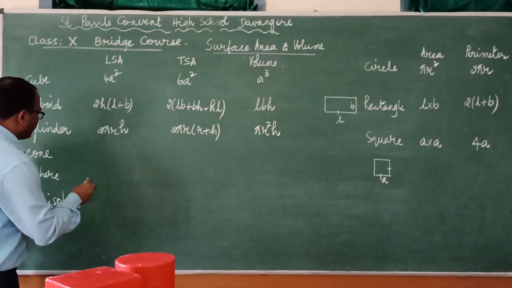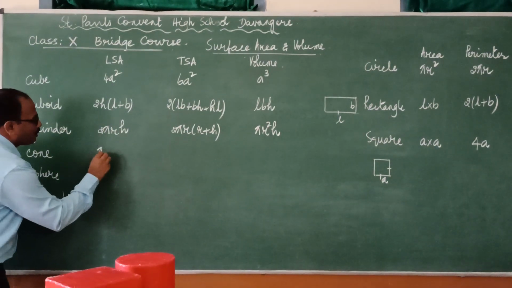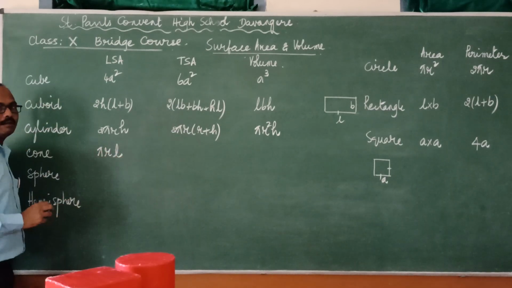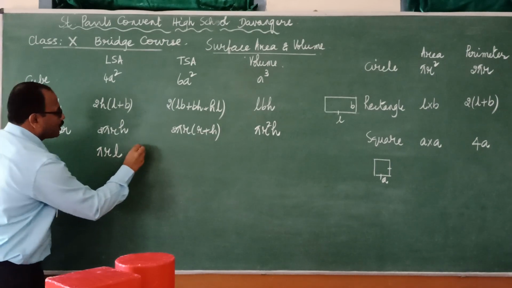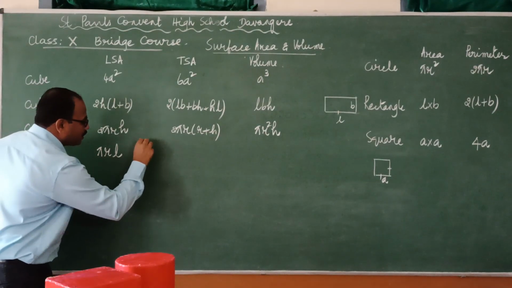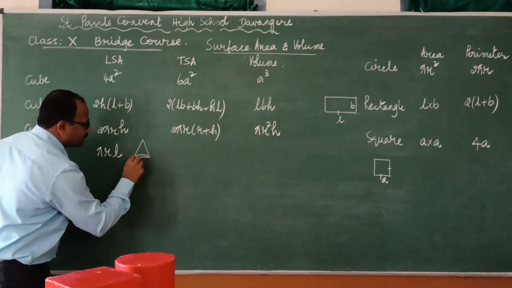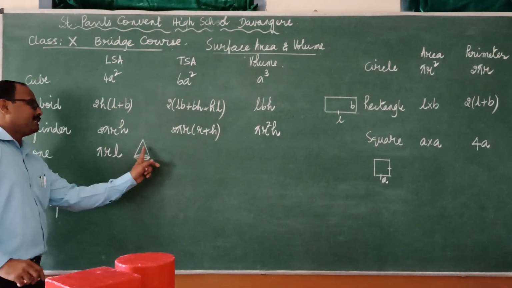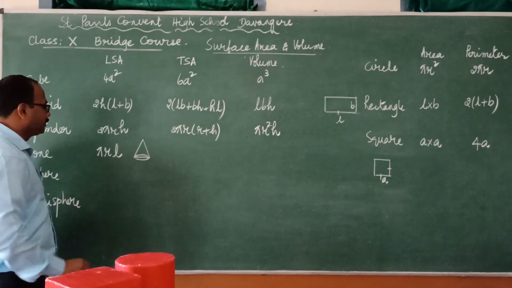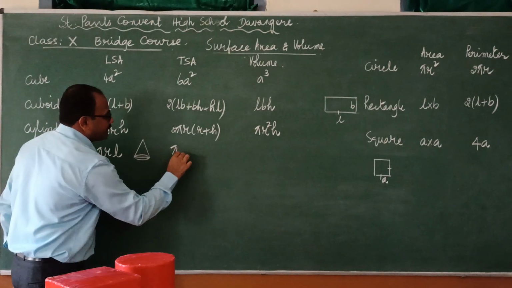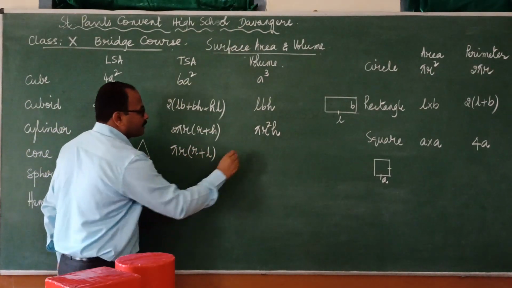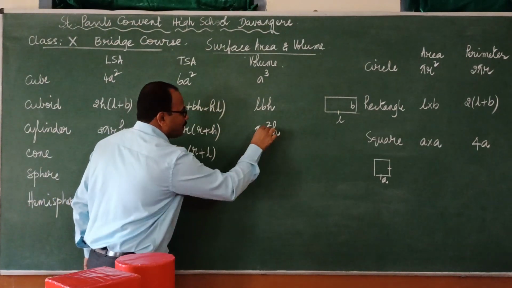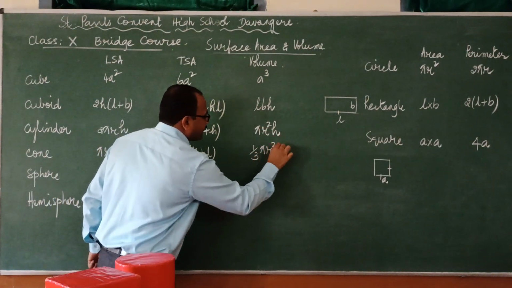Then the cone. Regarding the cone, children, the lateral surface area is pi r l, where l represents the slant height. The cone looks like this, where this is the slant height, children. Total surface area is pi r into r plus l, children. Then the volume will become 1/3 of pi r square h.